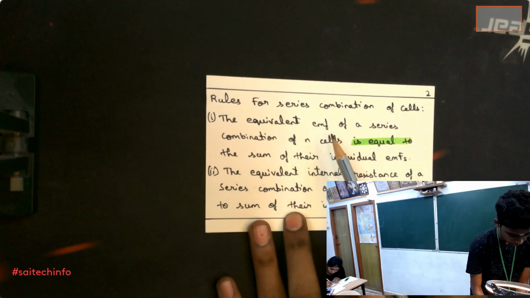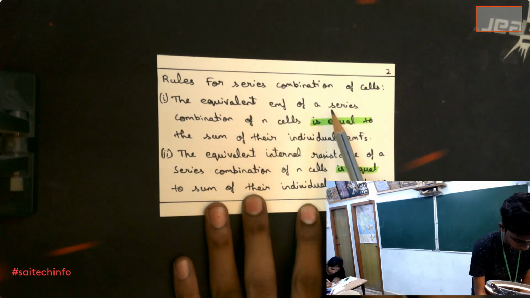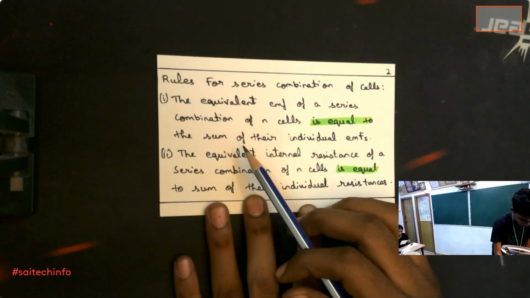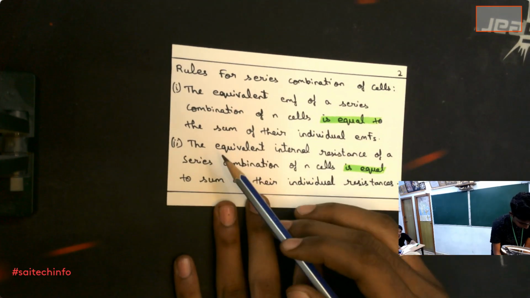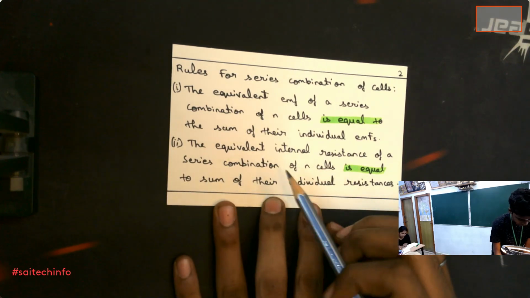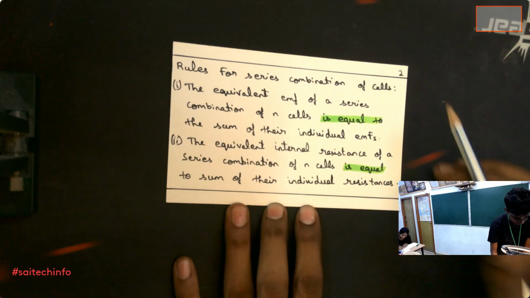The equivalent EMF of a series combination of n number of cells is equal to the sum of their individual EMFs. The equivalent internal resistance of a series combination of n number of cells is equal to the sum of their individual resistances.